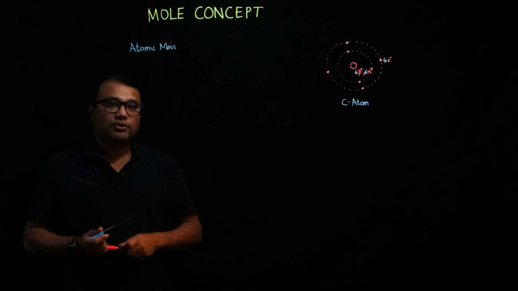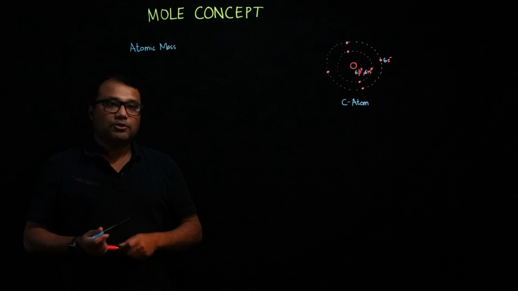So what is atomic mass? Atomic mass is nothing but the total mass of the atom. So if we add up the masses of all the protons plus the mass of all the neutrons and the mass of all the electrons, then we should have the atomic mass. It is as simple as that.